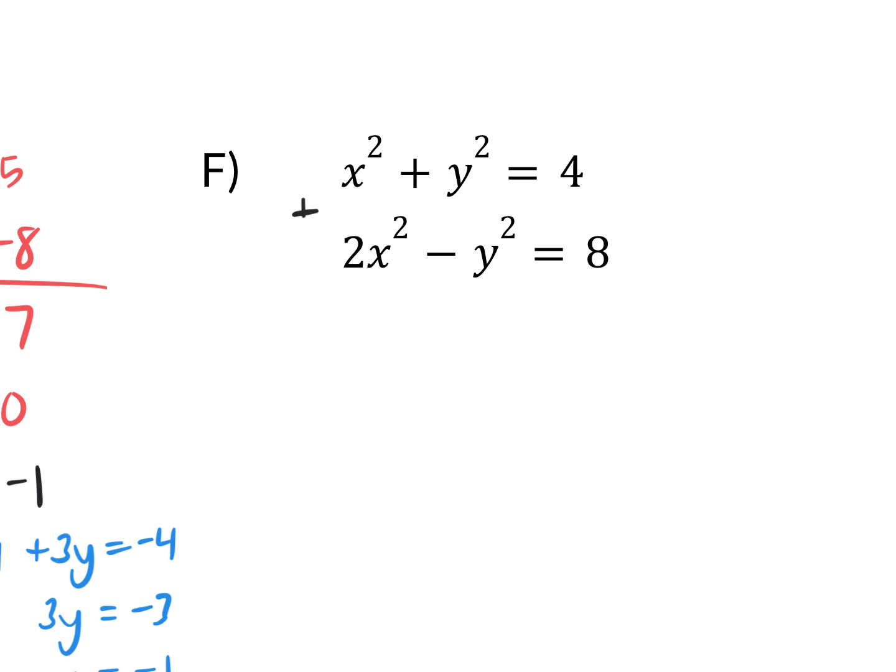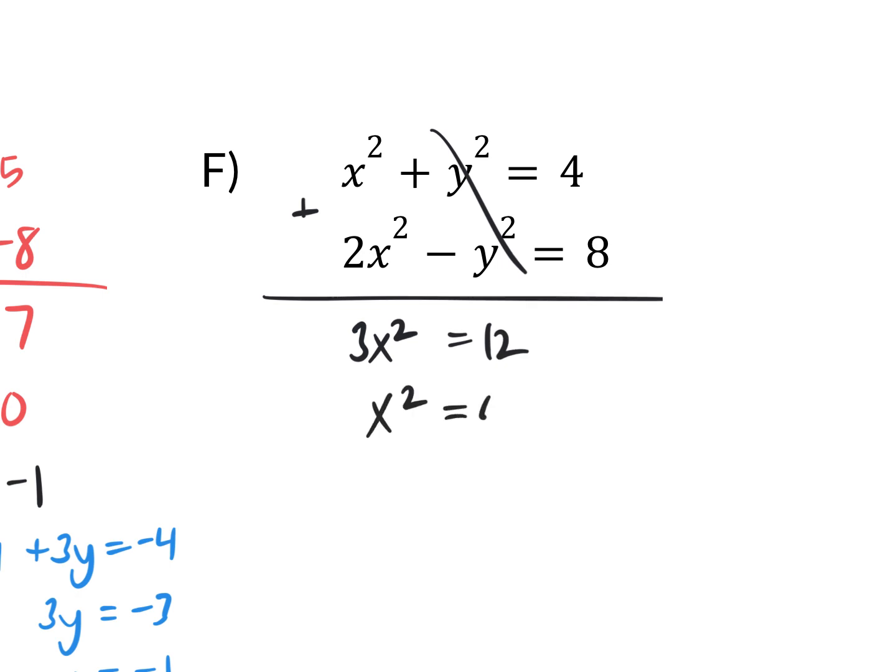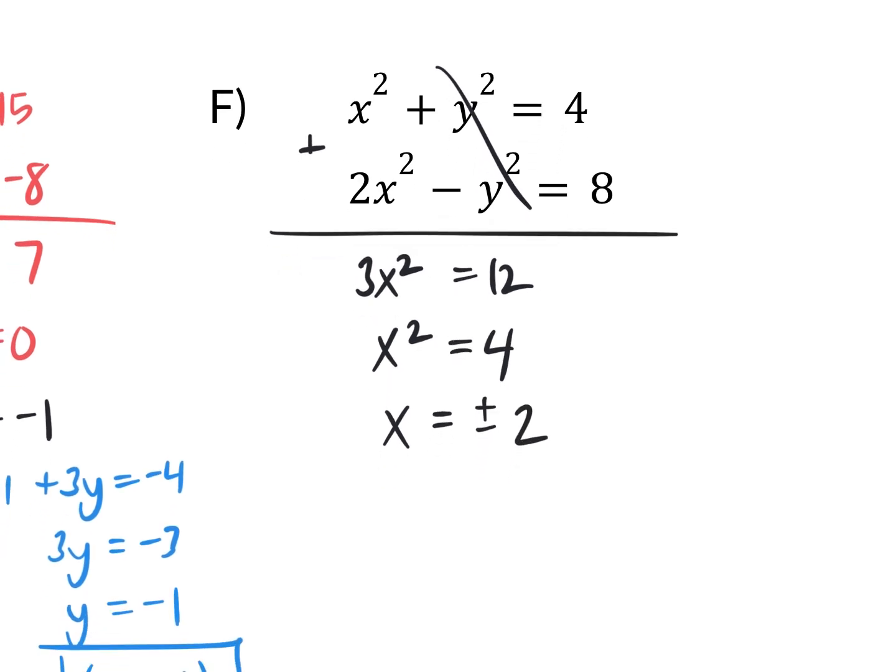So if I add these together, I have how many x squareds? 3. My y's are going to simplify out. And then I have 12 on the other side. That's pretty nice. So I get x squared equals 4, which means x is going to equal what? Not just 2, plus or minus 2. Okay, so I'm going to have 2 solutions. I'm going to have 2 comma something and -2 comma something.